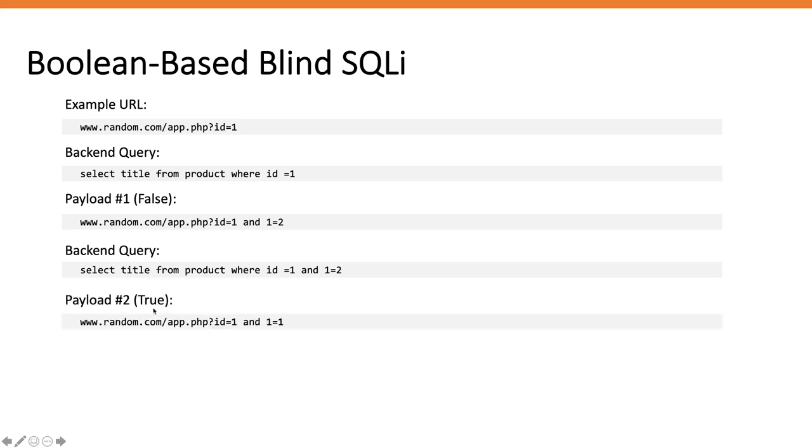Now let's see what happens when you force a true statement. So we'll use conditional statements and we'll say ID is equal to 1 and 1 is equal to 1. Now we said ID is equal to 1 evaluates to true because this is a valid ID in the table, and 1 is equal to 1. 1 will always be equal to 1, and so this will always evaluate to true. True and true evaluates to true, and so the where clause evaluates to true. And so the title of the products that are associated to ID 1 will be outputted on the page.